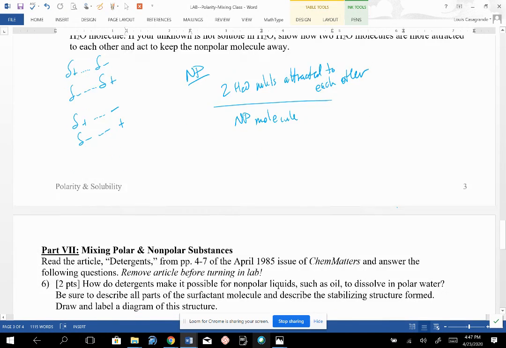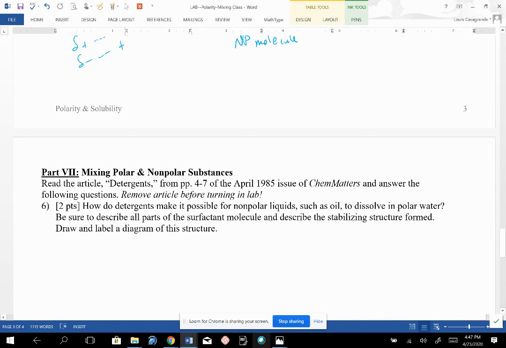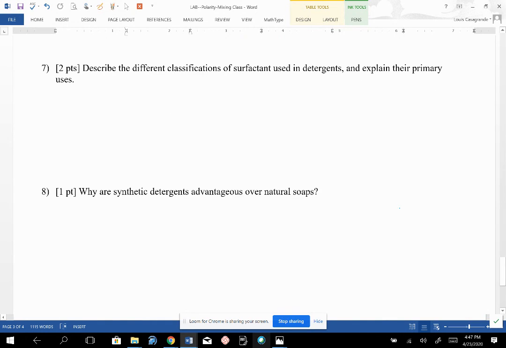And finally, on the last page, there's an article you have on detergents. Please read that article and answer these 3 questions. All right, so as I was saying, if you have any questions, email me or Mrs. Rinaldi, and we will get this lab done. We will go over it on Monday in class, and then it will be due on Tuesday at 1 o'clock in the afternoon.